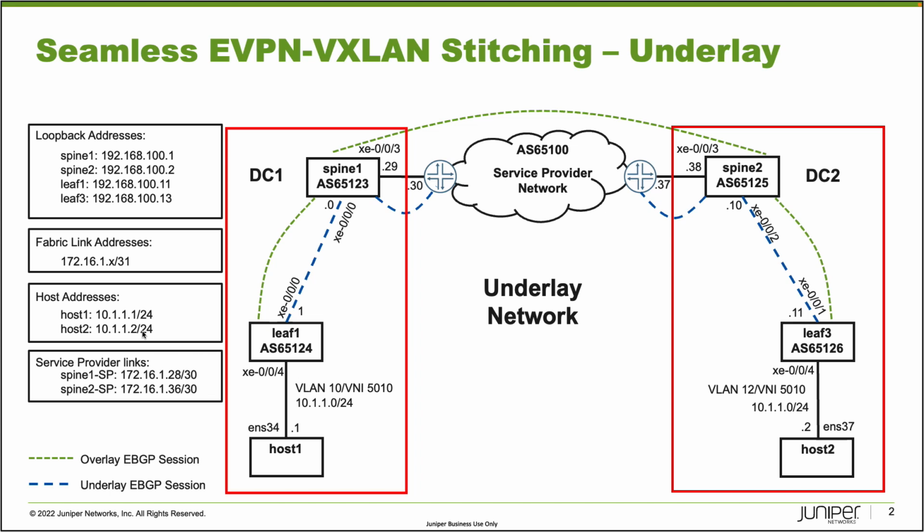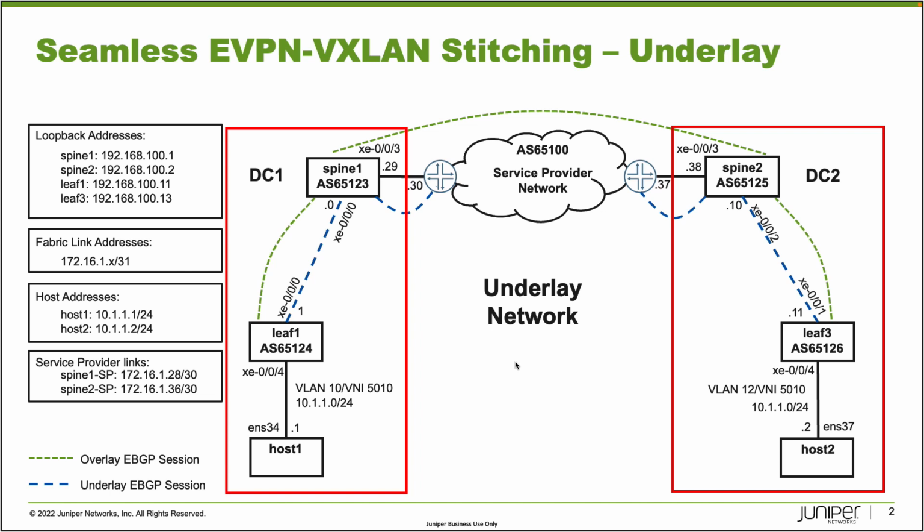And then we have our host addresses, which aren't really important for this learning byte. There will be additional learning bytes that cover the overlay network as well as the configuration for Seamless EVPN-VXLAN Stitching. Those will be important with other learning bytes, but not terribly important for this one. And then we have the service provider links, 172.16.1.28 and .36 as well, and those fall within the fabric link addresses. And so with that, let's go ahead and configure this.